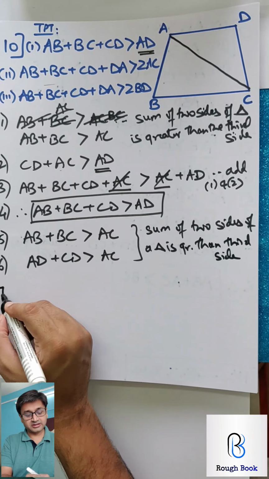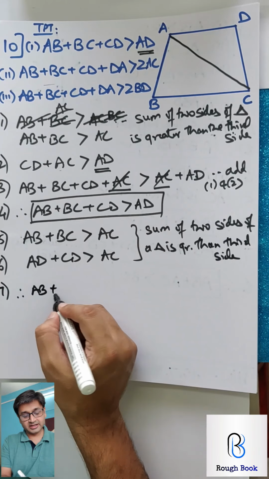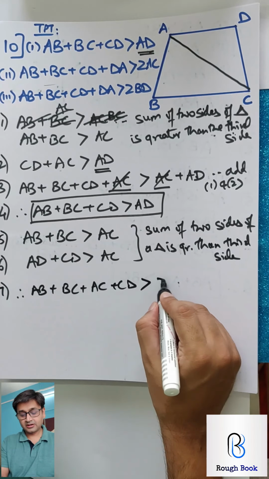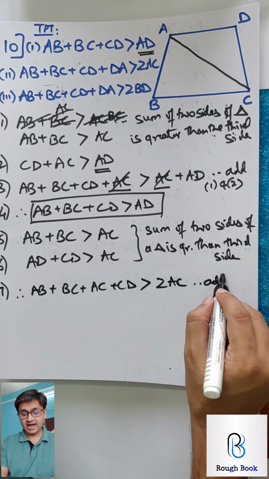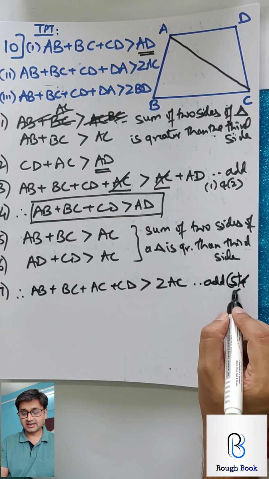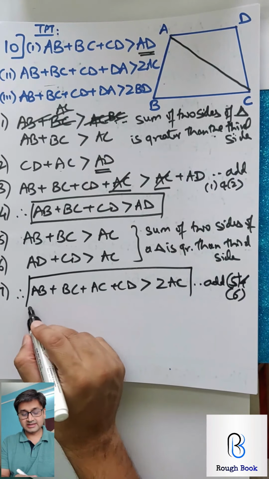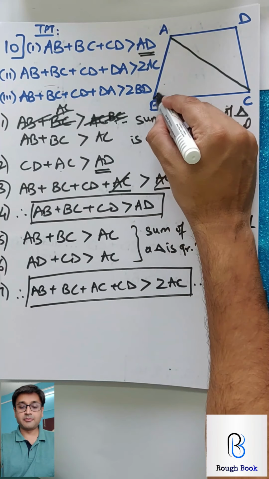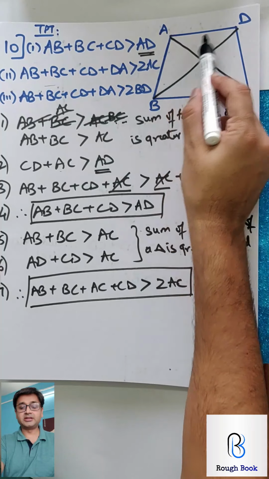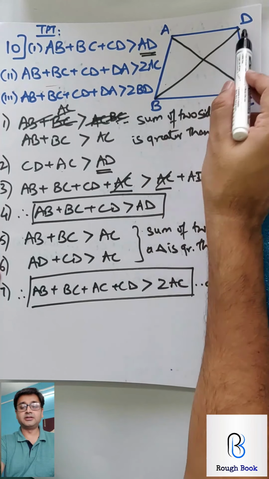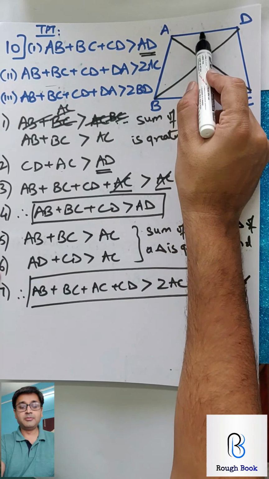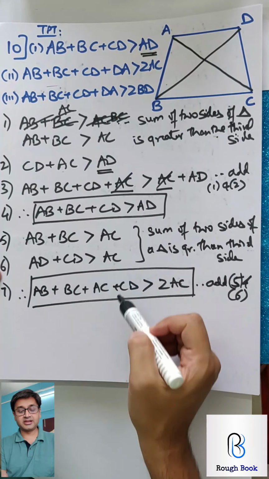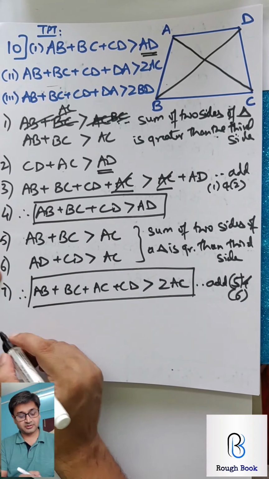Yeah, did we manage to get this? Add these two, so I will get AB, BC, AD, CD greater than 2 times AC, adding 5 and 6. So that's your second part, what we were looking for. And for the last part, this time BD you have to take. So take this triangle ABD and this triangle BCD. AB plus AD greater than BD, and then BC plus DC greater than BD, and then add. Same 3 steps, you need to write them again.